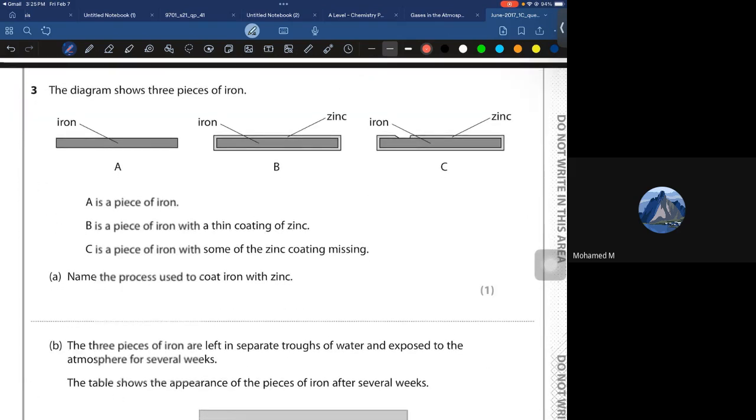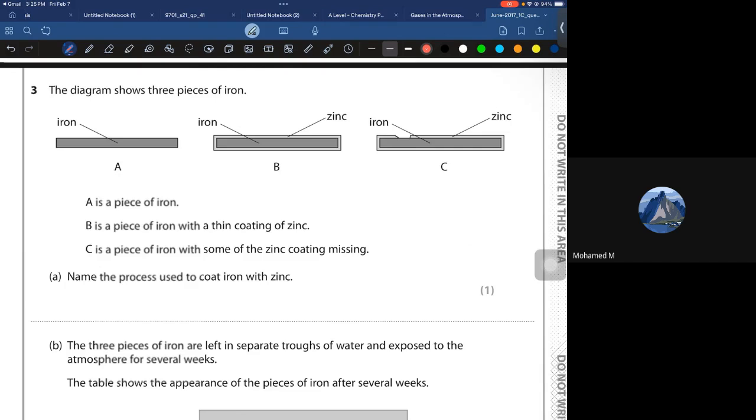See this? The diagram shows three pieces of iron. A is a piece of iron. B is a piece of iron with a thin coating of zinc. C is a piece of iron with some of the zinc coating missing. Name the process used to coat iron with zinc. Um, to coat iron with zinc, is it, oh, I'm not sure. Is it like oxidation? I don't know, sir.